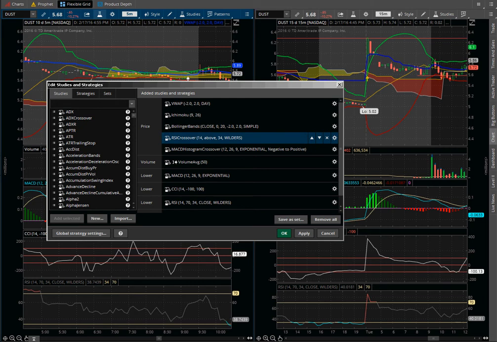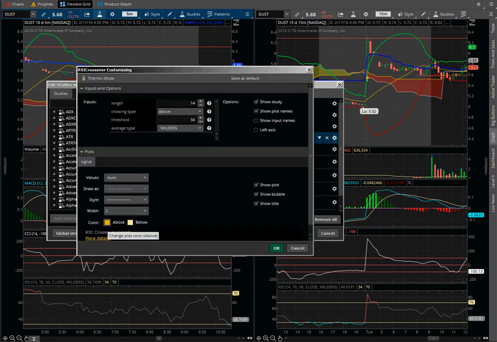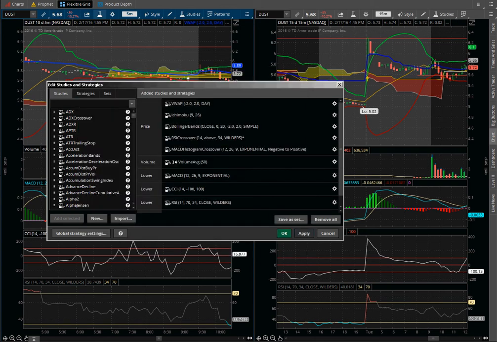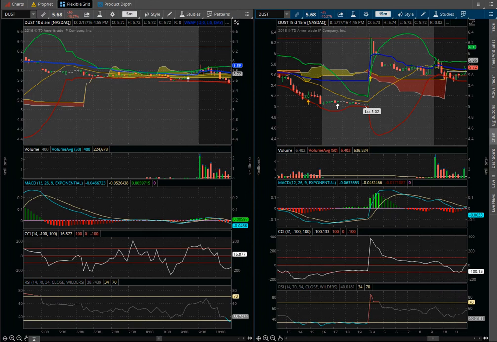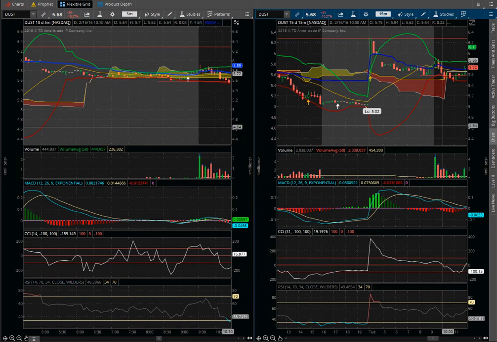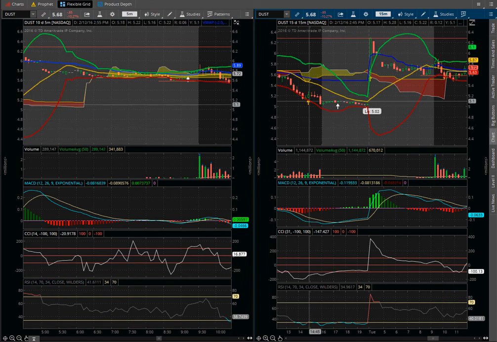RSI crossover, one thing I did change on this on RSI was that I changed the color above to a bright yellow, so it shows up, and I want the threshold for oversold to be 34. I want it to tell me that when the stock moves below the RSI of 34, it's considered oversold, and then I want it to signal a yellow arrow on the chart when it goes in the upward trend. So basically, a couple days ago on Dust, this is a great example of a couple different signals, and I'll show you what happened today on multiple time frame alignment.